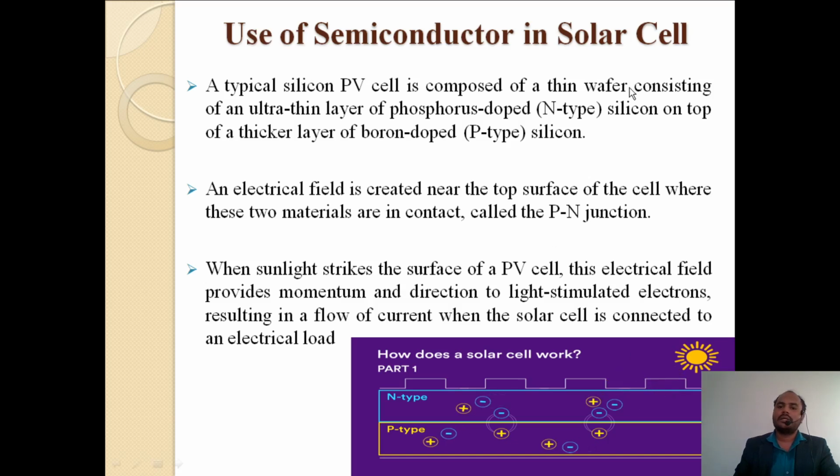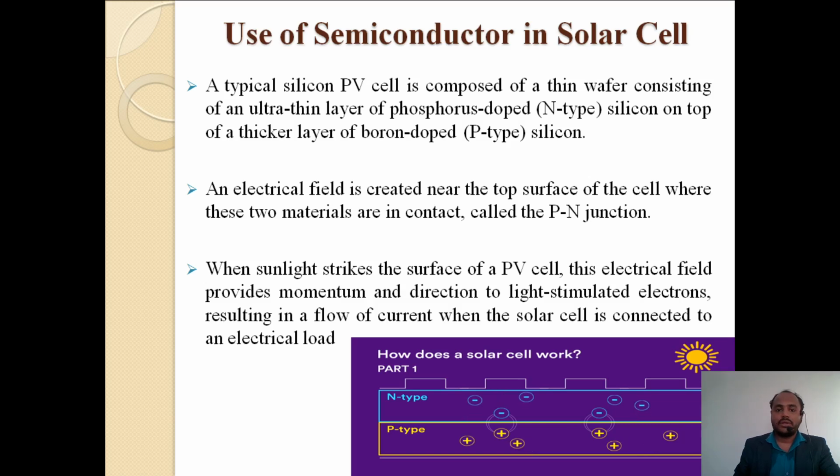Use of semiconductor in solar cell. As we know, we use semiconductor material to manufacture the solar cell. A typical silicon PV cell is composed of a thin wafer consisting of an ultra thin layer of phosphorus doped N-type silicon on top of a thicker layer of boron doped P-type silicon.